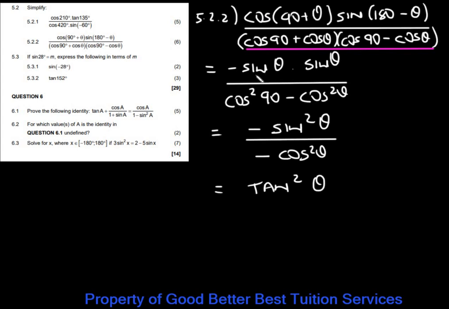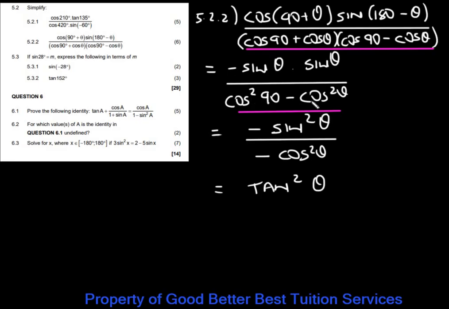Cos of 90 plus theta becomes minus sine theta. Why? Because of the cofunction rule. And sine of 180 minus theta becomes sine of theta. Cos of 90 plus cos of theta times cos of 90 minus cos of theta will become cos squared of 90 minus cos squared theta. The numerator simplifies into negative sine squared theta.